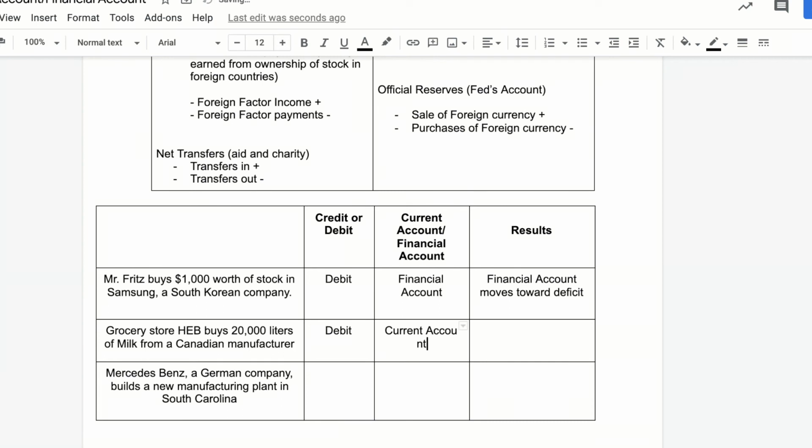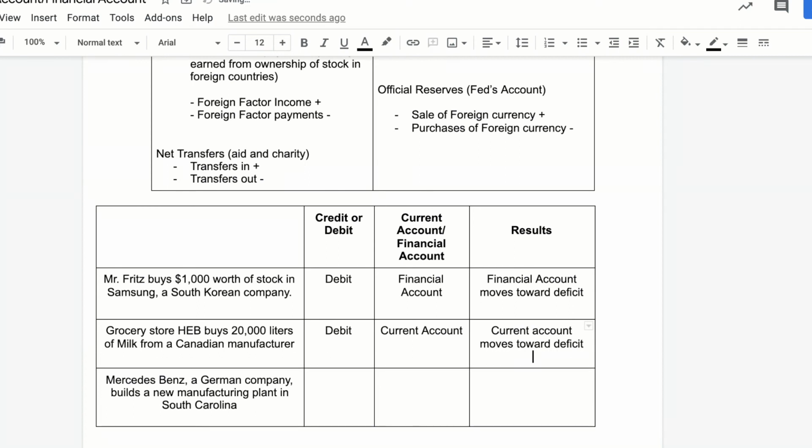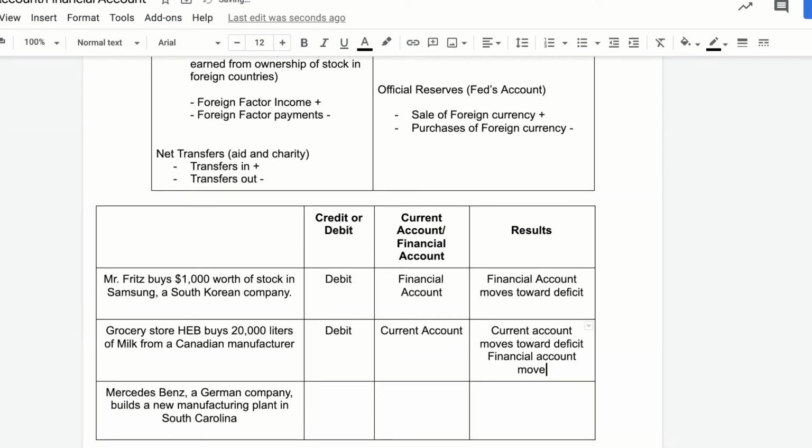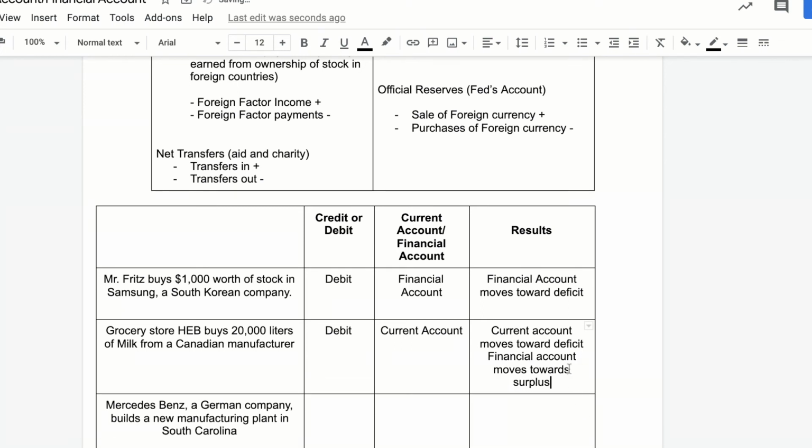And so because of this, the current account moves toward deficit. And because the current account moves toward deficit, that means that our financial account moves towards surplus. All right, the way this works, we are importing more than we're exporting. So we're in a trade deficit.